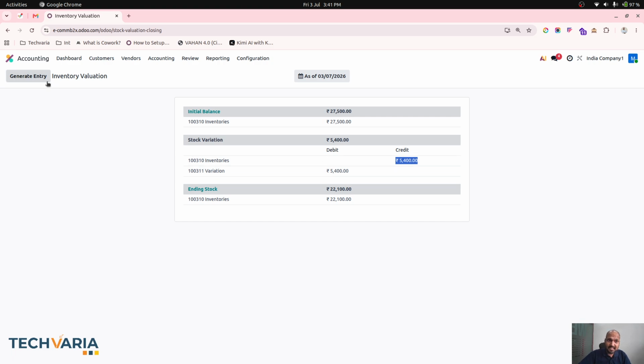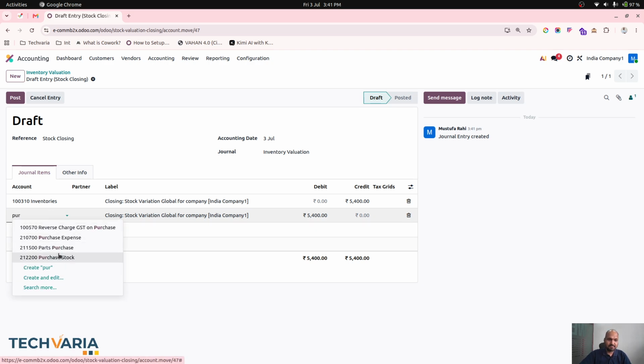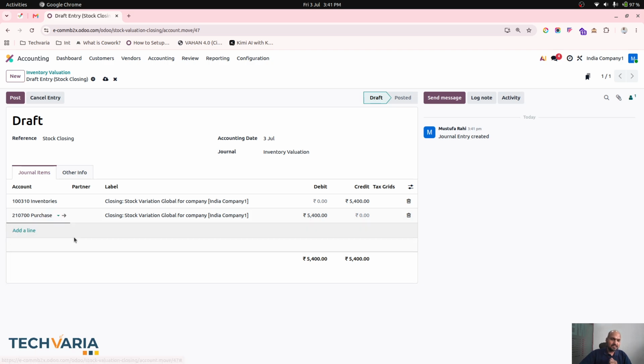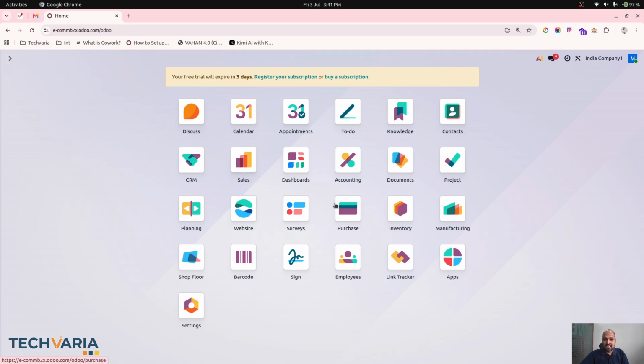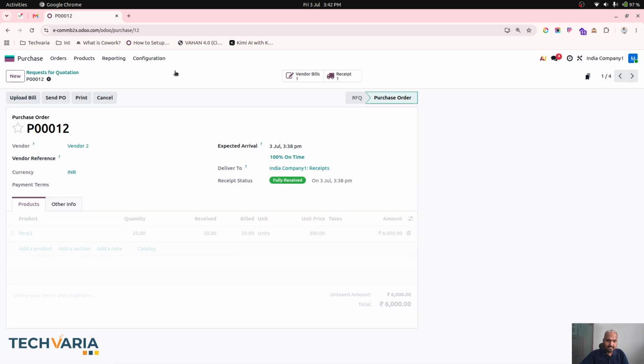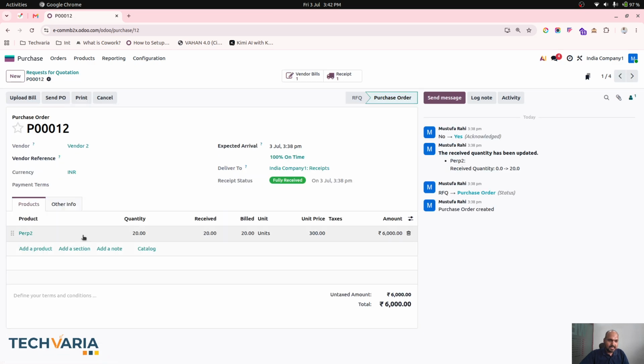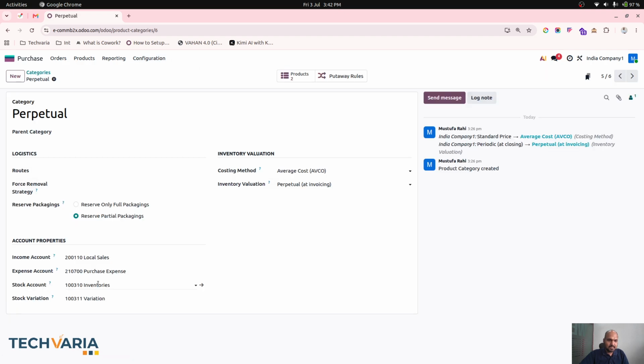The correct way is, when we create this generated entry, I will book my purchase expense account. Why? Because I don't want to trace and I want to pass the purchase booking right away. So let's see, if I go to any of my purchases previously done, receipts, or let's say vendor bills, or on my category, I will check perpetual. Purchase expense is the account which is used over here.